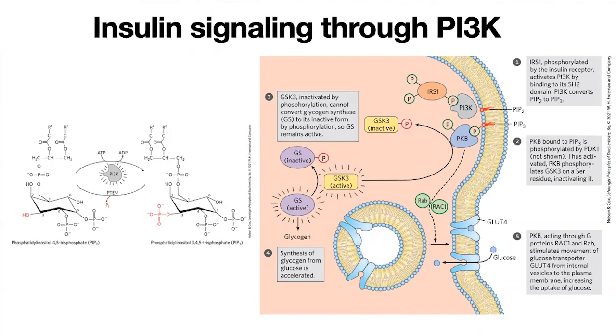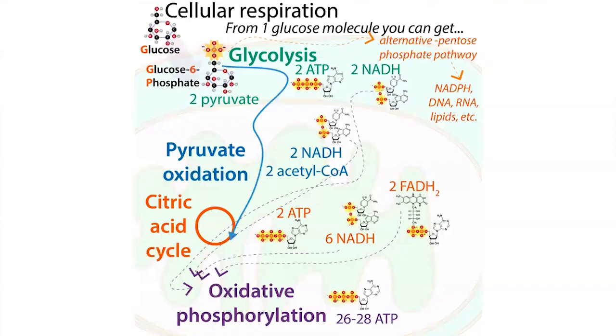Phosphorylate it, right. And where are we going to phosphorylate it? What site? Don't forget glucose 6-phosphate. This is going to trap it inside the cells. But now we have different fates for it. So let's review. What are those three fates?